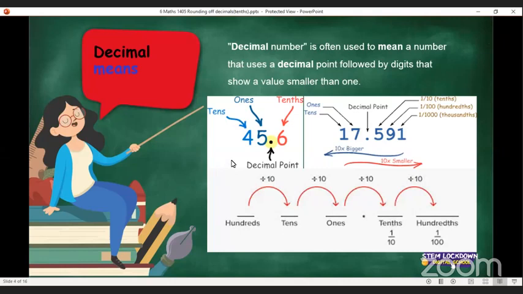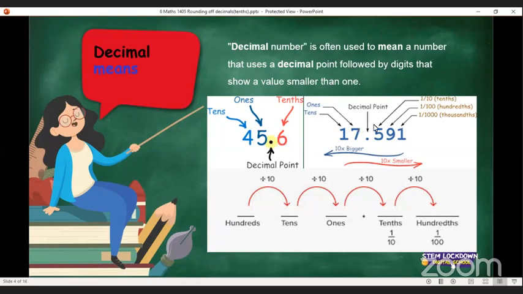If you're looking here on the screen, we have 45.6. Here we have 4 representing the tens because it is 40, and 5 representing the ones or the units because it is less than 10. And here we have tenths, because it is after the point and it is less than 1, so it is the tenth. This side is the one that we were saying is the fractional part, represented by the fractional number.